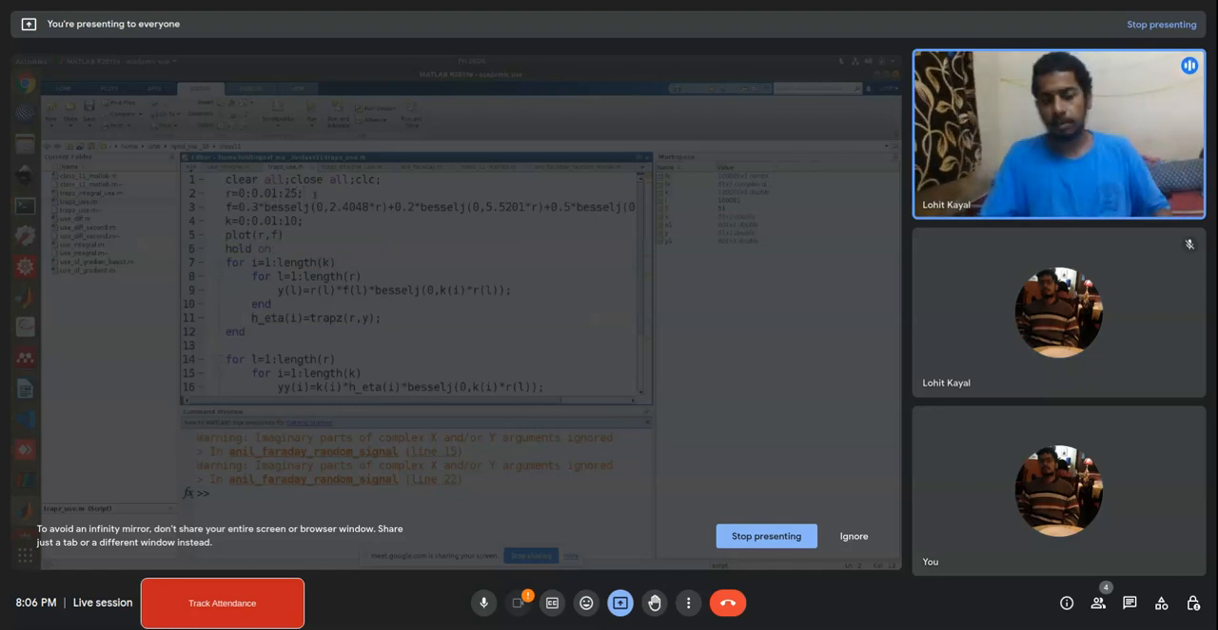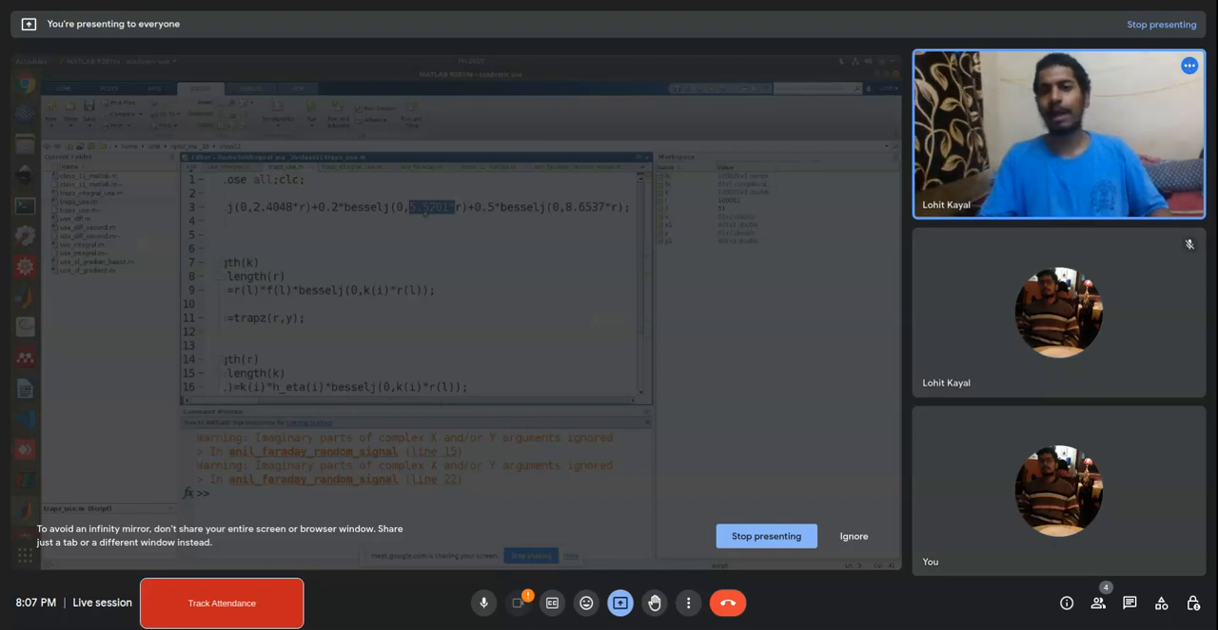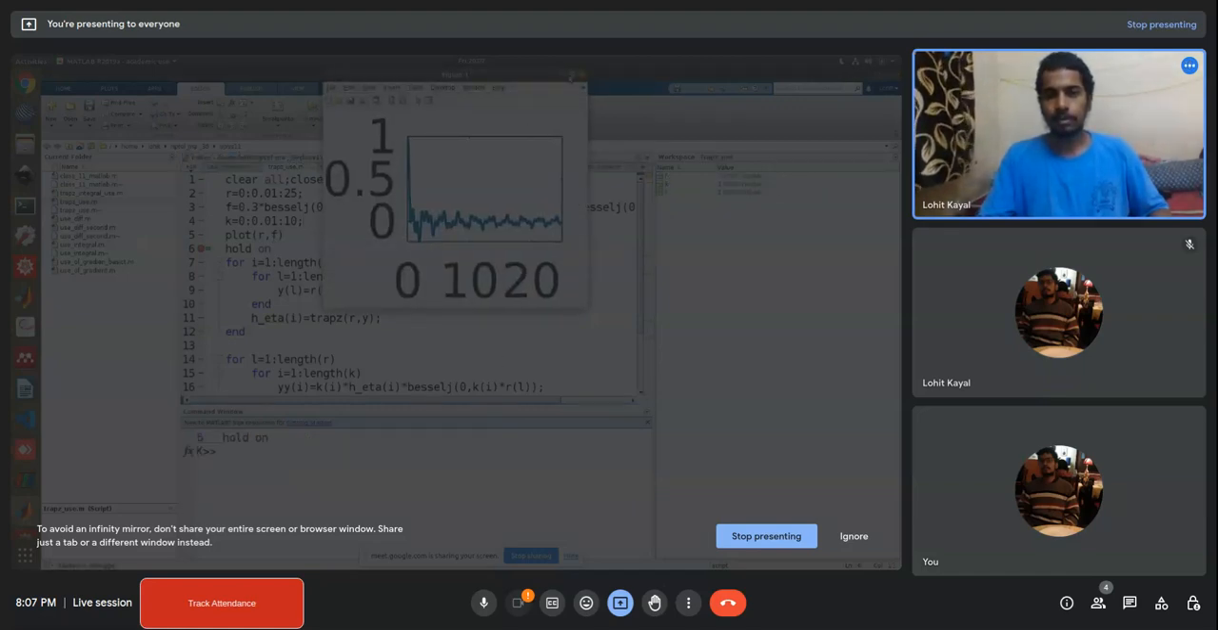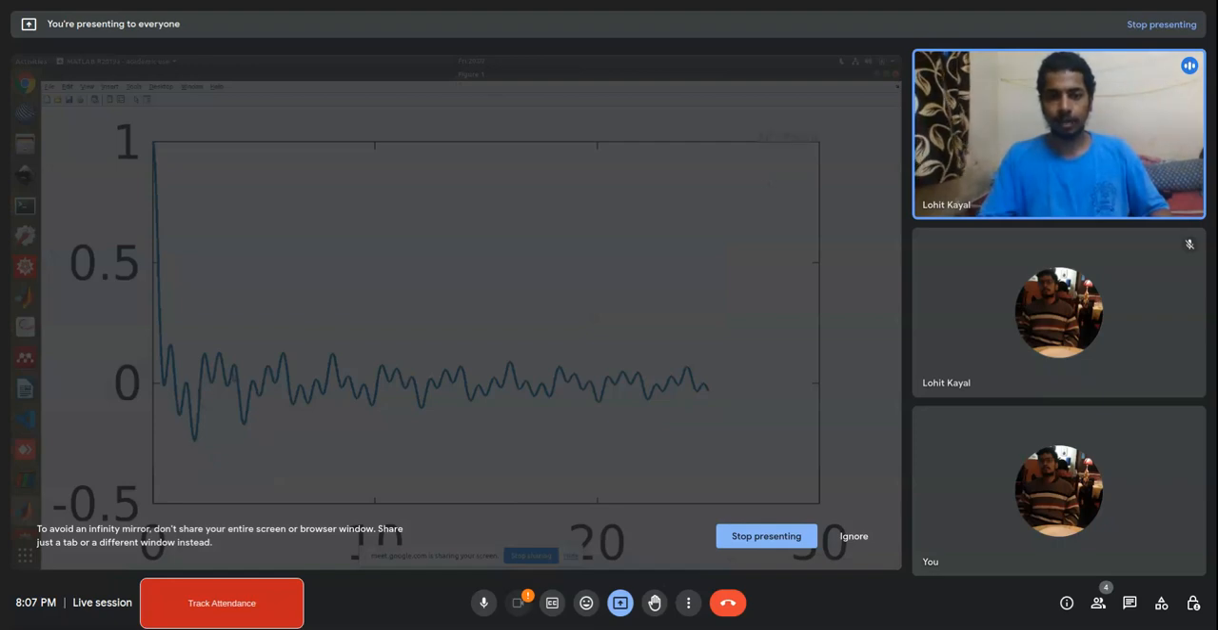Right. So here this is the range of r, 0 to 25 in steps of 0.01. And this is my function, 0.3 Bessel J. These are the roots of J0. You don't need to get into the definition, but the idea is I should get back the signal at this point. And this is my k. Now if I plot r and f, this is how the function will look, the combination of J zeros.